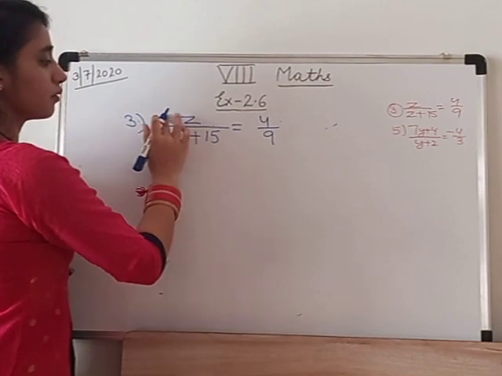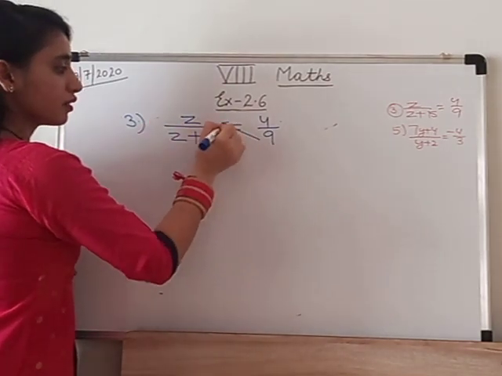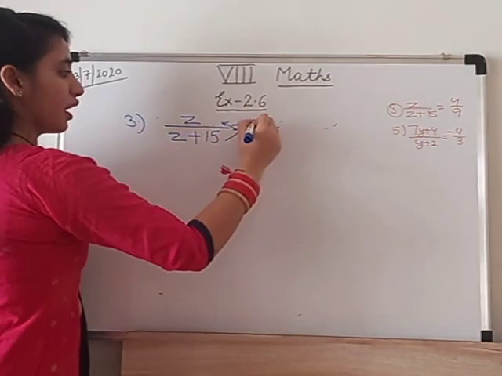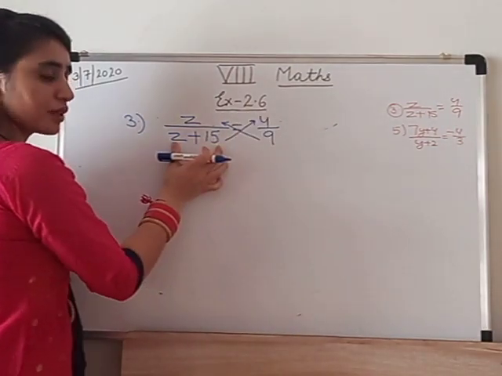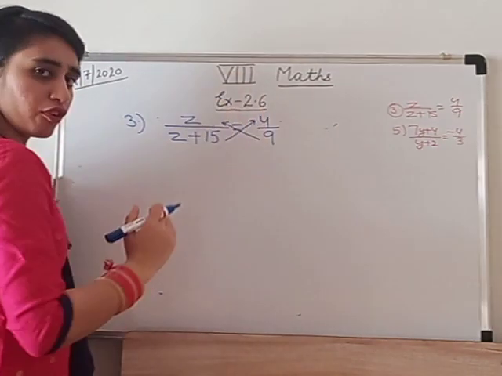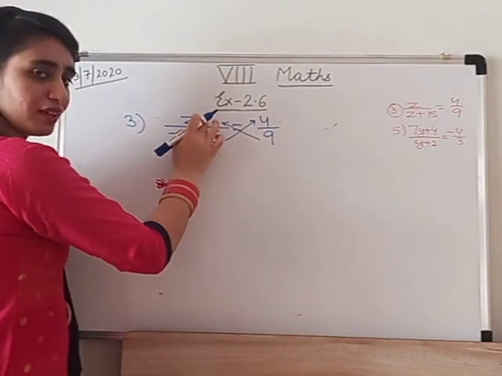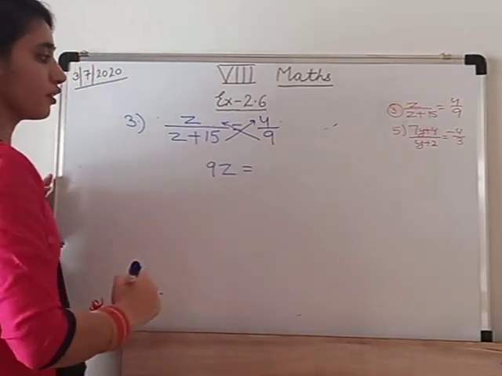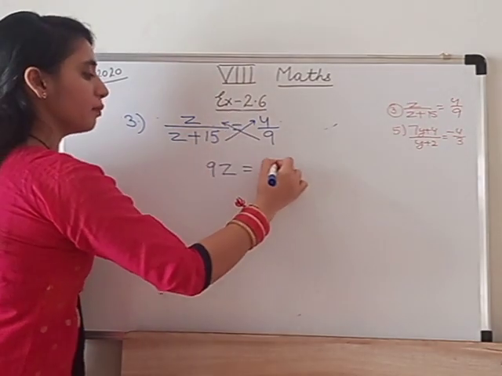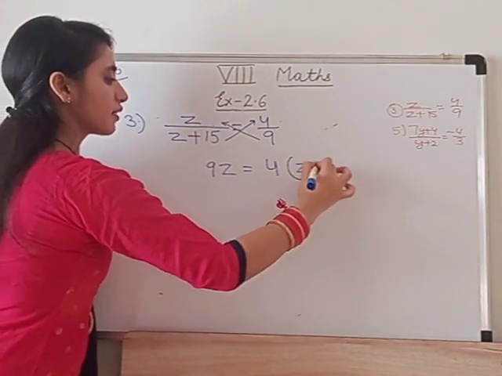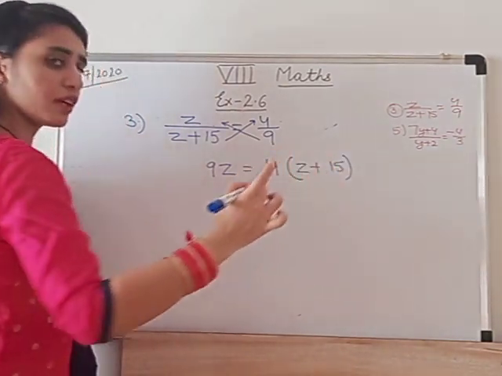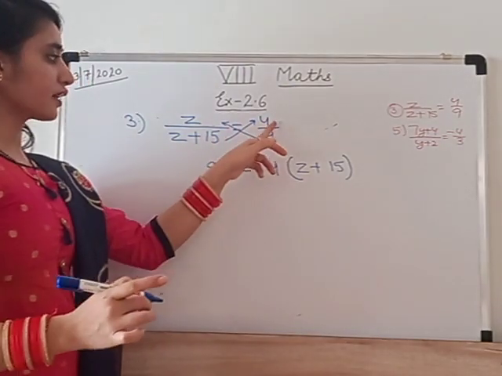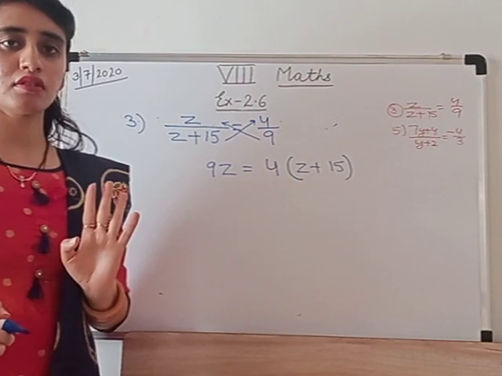See, first multiply 9 with z, which means cross multiply. You can say it like this also. The numerator term is multiplied by 4 and 9 is multiplied by z. Now write like this: 9z is equal to 4 multiplied with (z plus 15). Okay, both the terms are multiplied with 4, not like this, 4z plus 15.